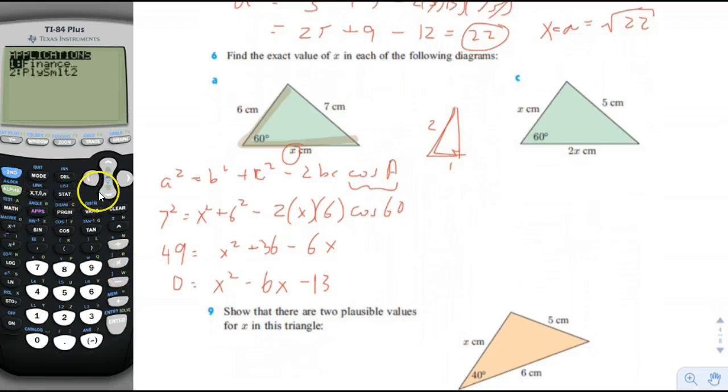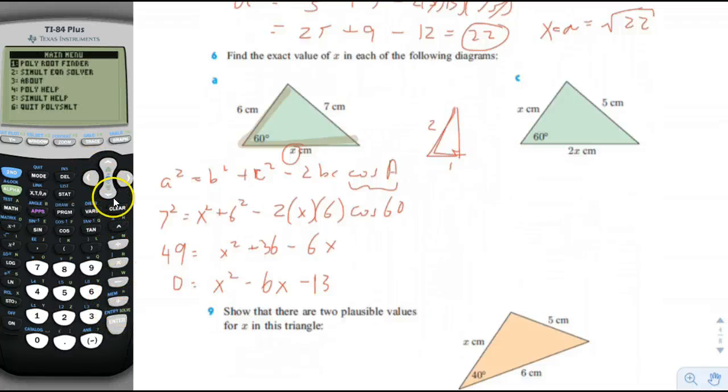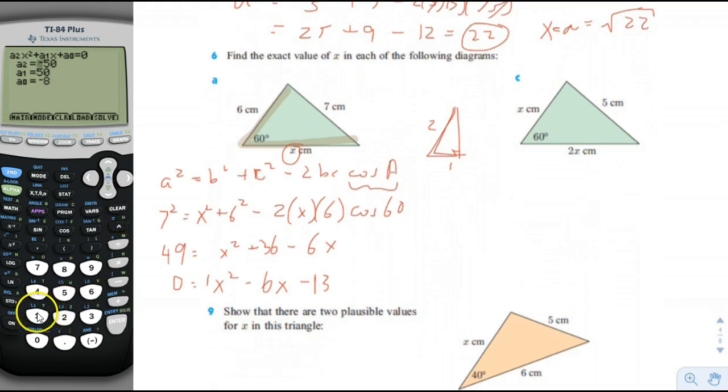Remember that if you're allowed to use a calculator, the calculator has poly-SMLT, which has a root finder on it, the poly root finder. And to use the poly root finder, first you just say that it's a second order equation, then you say next, and then you just give it the coefficients. So you give it 1, negative 6, and negative 13, and then it will find the roots in a second. And the roots are 7.69, and the other root is negative 1.69.